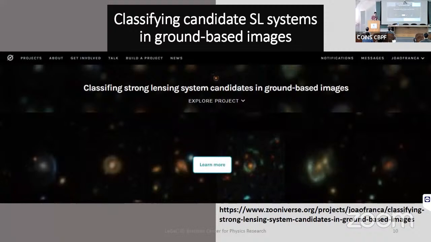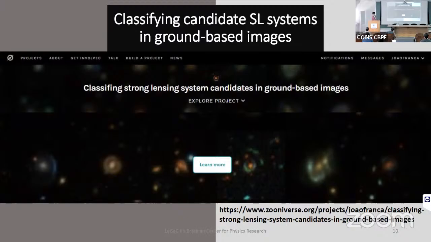So this project is currently available on Zooniverse. I'll be sharing these slides with everyone who is interested, also in our Slack channel. So you can follow this link and see the page. This is the home page of the project. It's currently on Zooniverse.